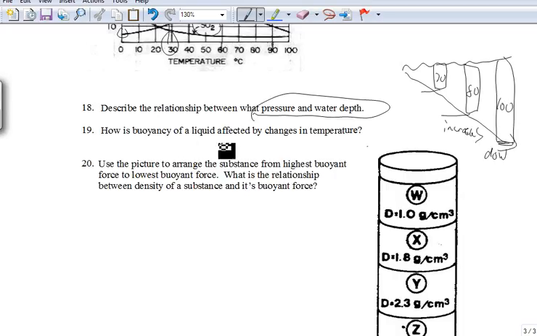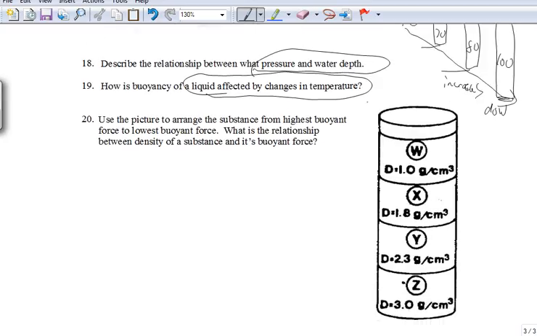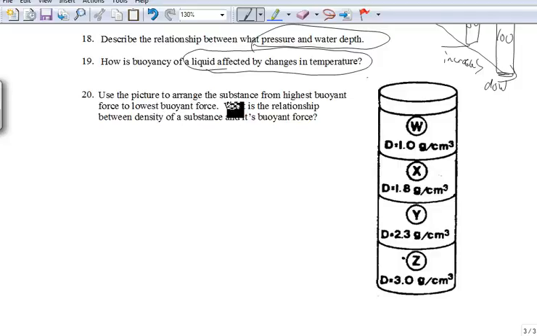How is buoyancy of a liquid affected by changes in temperature? Let's come back to that. Let's use the picture. It says, use the picture, rank the substances from the highest buoyant force to the lowest.